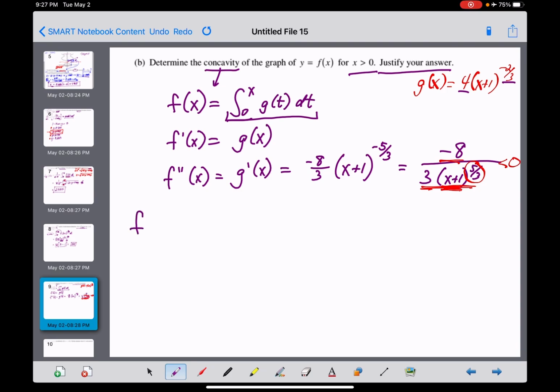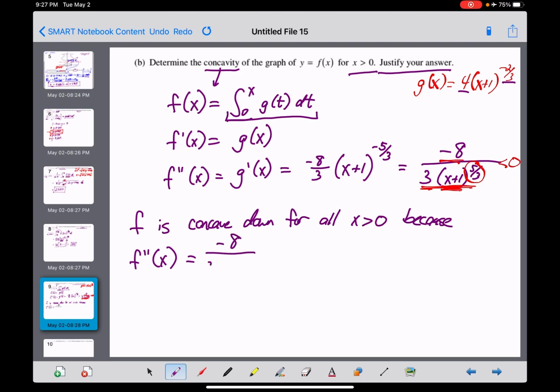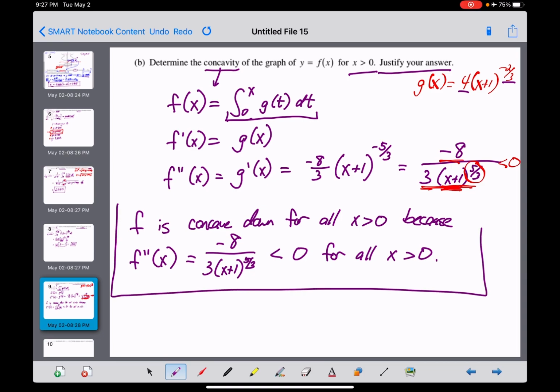So let's answer the question, guys. F is concave down, gotcha, for all x greater than 0 because, and now I just need to tell them what I've deduced right here, because f double prime of x, which is equal to, you don't really need to write this because I already have it here on the paper, 3 times x plus 1 to the 5/3, because that second derivative is less than 0, again, for all x. Really, it's greater than -1, but we'll just leave it as all x greater than 0, and that's my answer, and a pretty darn good justification there for part B.